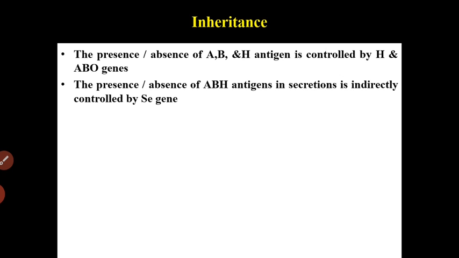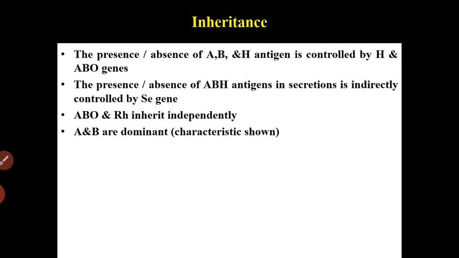Okay. Next, now, ABO and RH inherit independently. So, here we can understand the dominant and the recessive characters. Dominant means what? In which characteristics is shown. And recessive are who? In which characteristics are hidden. So, A and B are dominant and O are recessive.